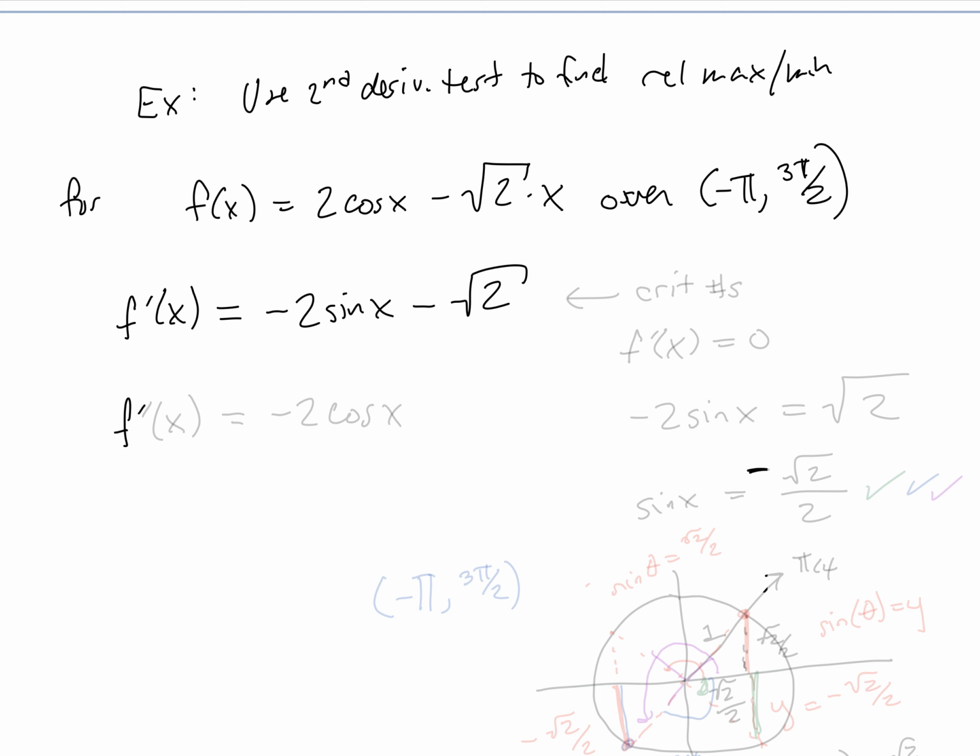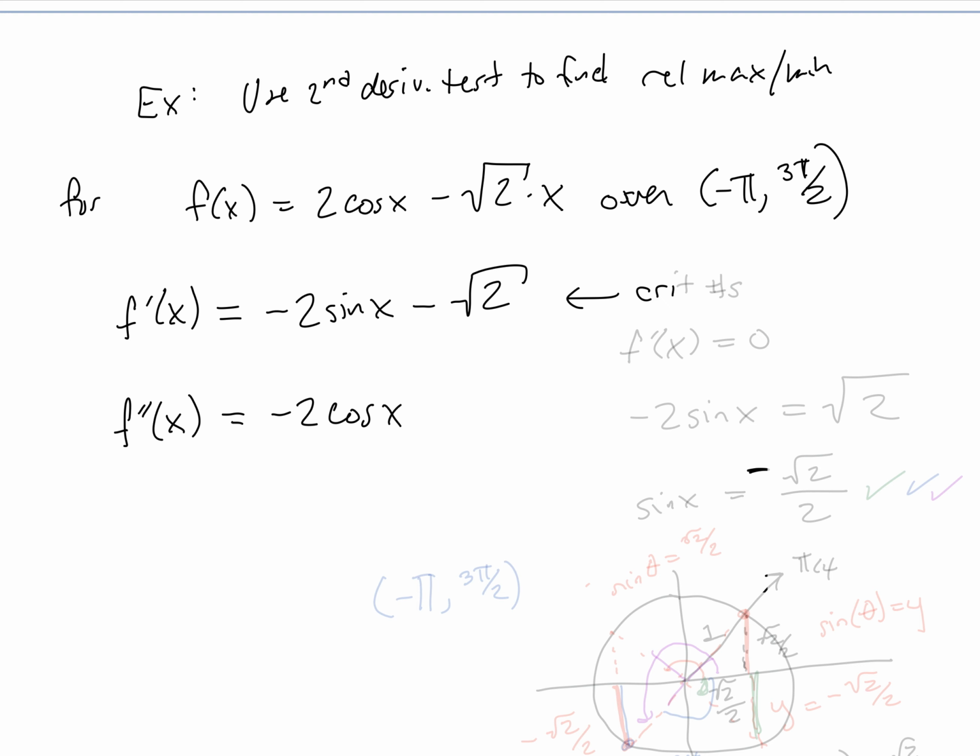So our second derivative, f double prime of x, is the derivative of negative 2 sine x, so negative 2 cosine of x, minus the derivative of square root of 2. That's just a constant, so that derivative is just 0. So we've got our first derivative and our second derivative.